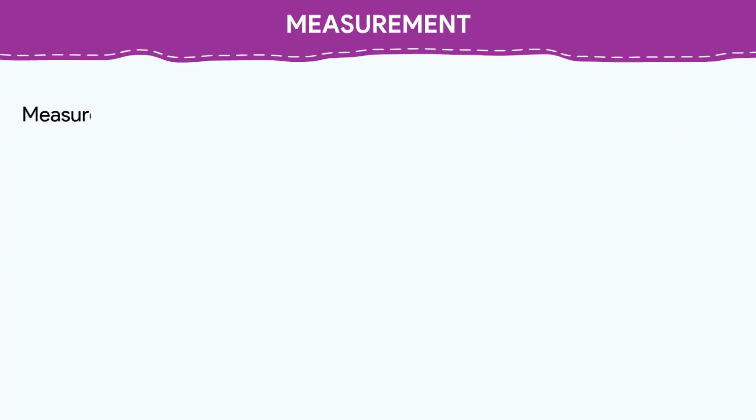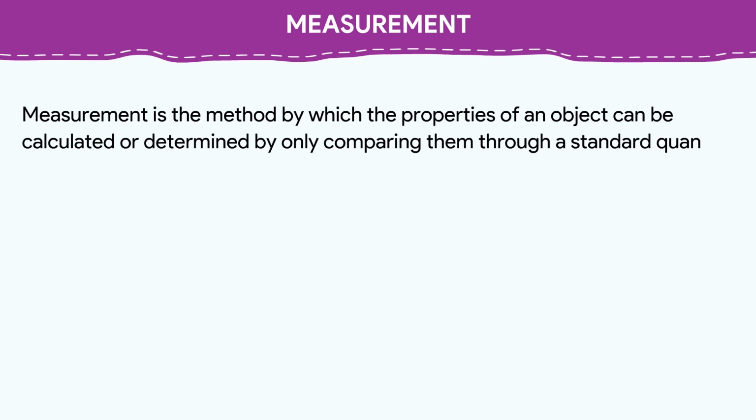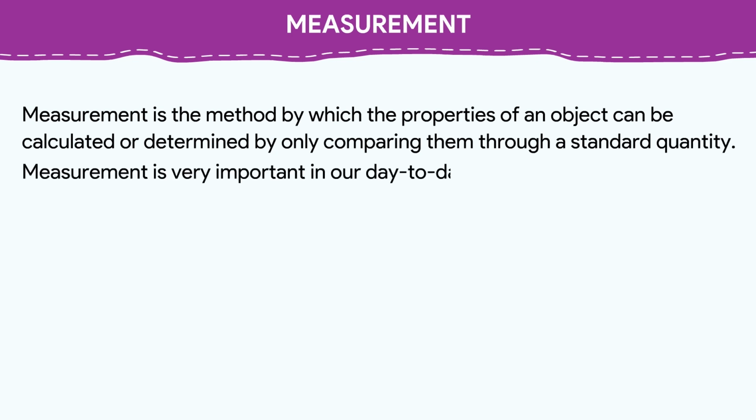Measurement. Measurement is the method by which the properties of an object can be calculated or determined by only comparing them through a standard quantity. Measurement is very important in our day-to-day life.